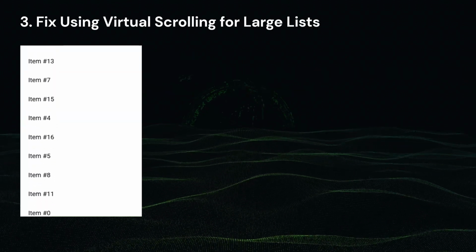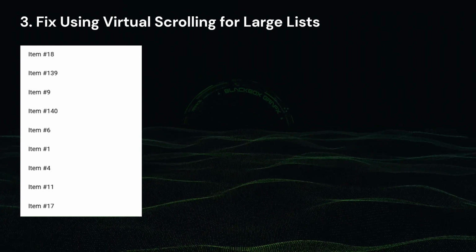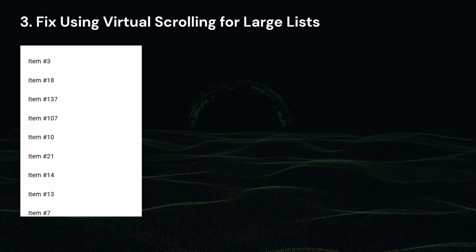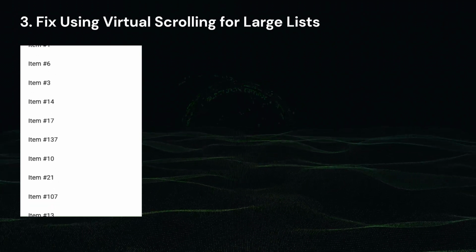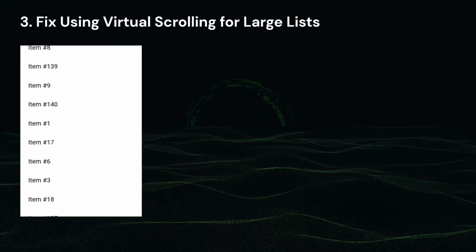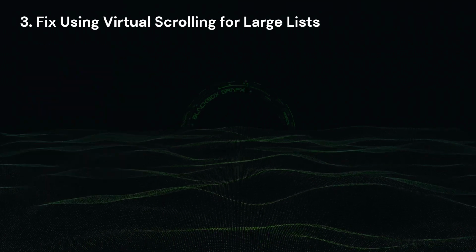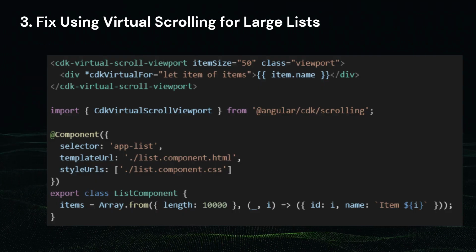For even better performance with large datasets, we can use virtual scrolling, available in Angular Material's CDK. It only renders items visible on screen. This approach drastically improves performance by rendering only what's needed, reducing memory and CPU usage. You can see an example of virtual scrolling on the screen.